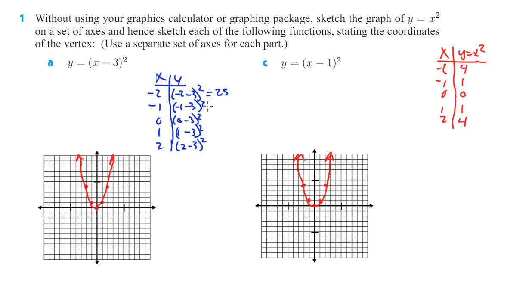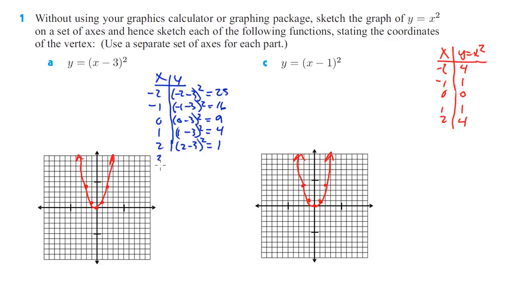Negative 1 minus 3 is negative 4. Negative 4 squared is 16. Still kind of big. Still too big for our graph. 0 minus 3 is negative 3. Negative 3 squared is 9. That one will fit. 1 minus 3 is negative 2. Negative 2 squared is 4. 2 minus 3 is negative 1. Negative 1 squared is 1.